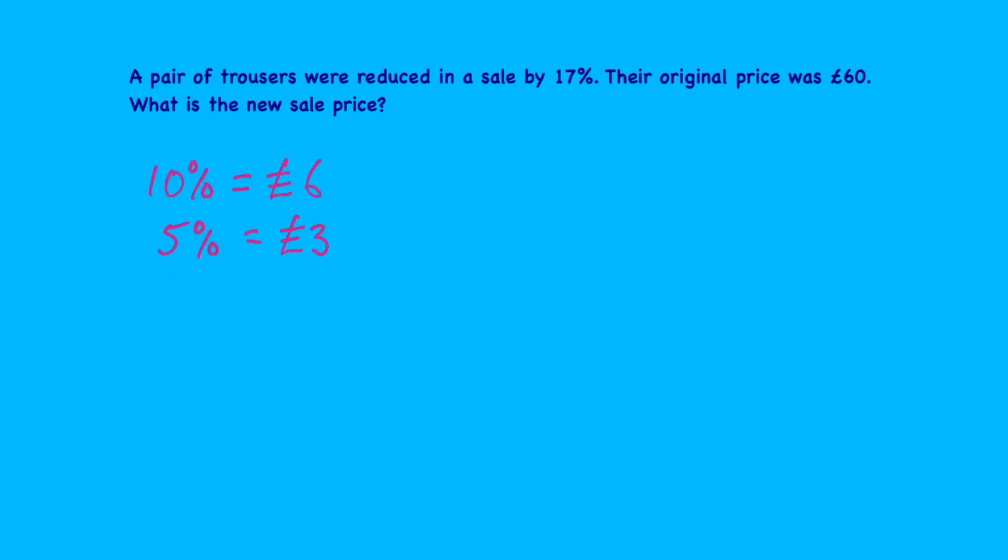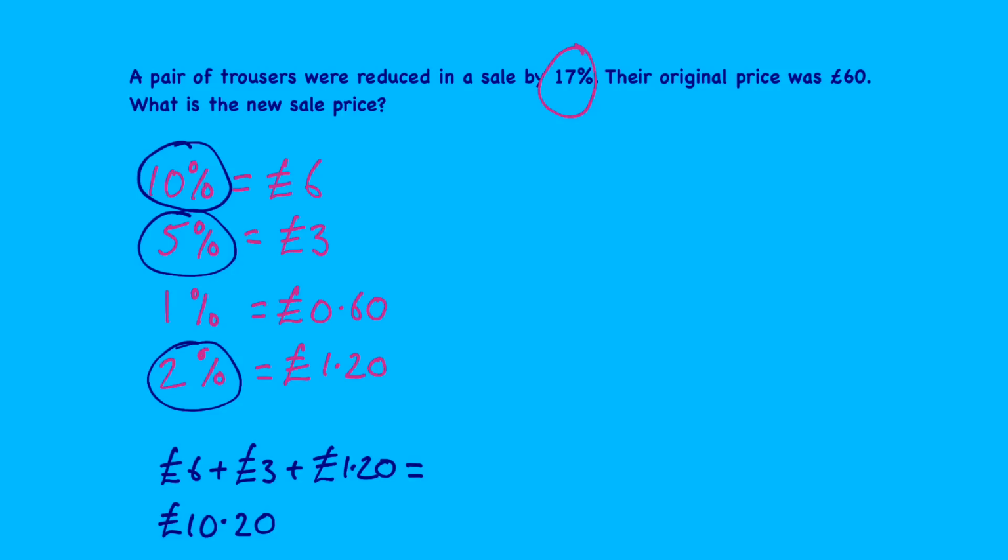So let me find 1% next, which is a tenth of 10%. So a tenth of £6. Divide that by 10 to give me 60p. Now if I double 1%, that will give me 2%. So double 60p is £1.20. So to get my 17%, I can add my 10%, 5% and 2% together. So the trousers have been decreased by £10.20.